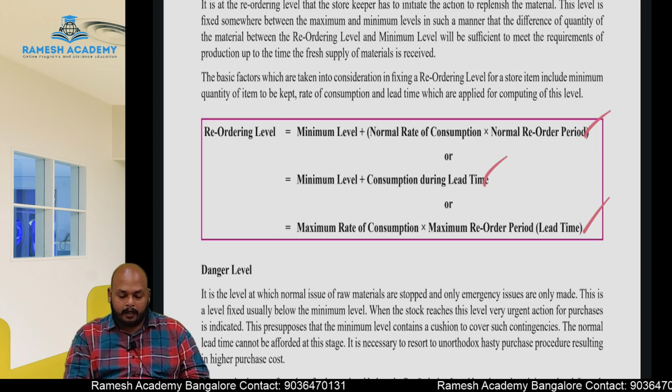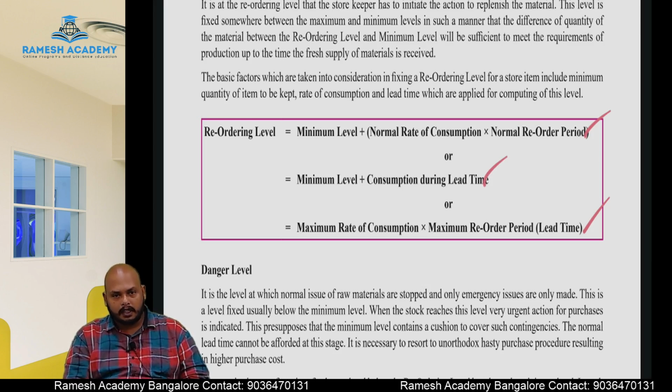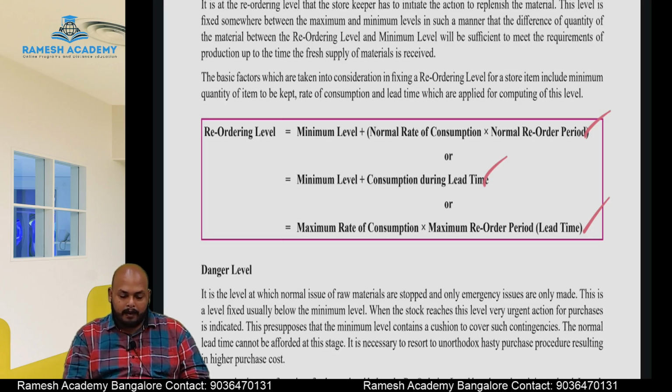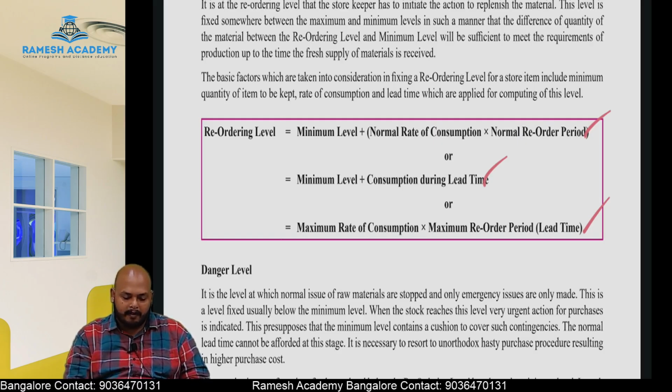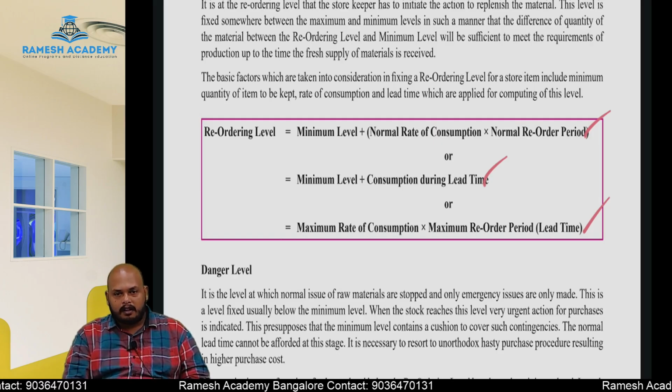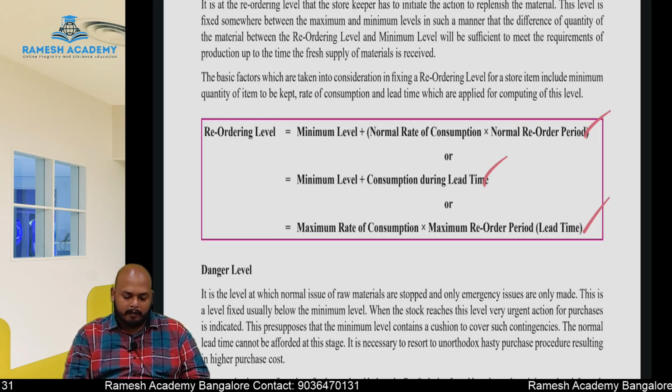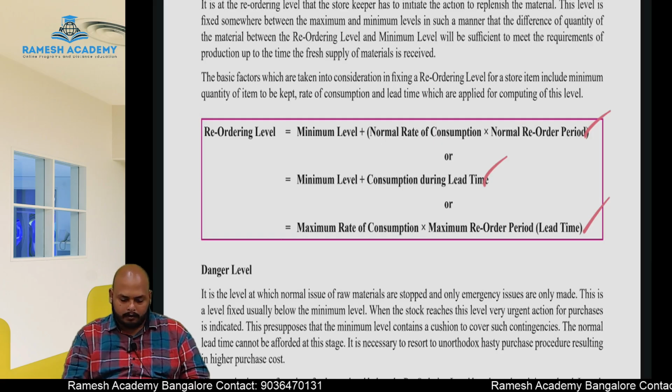What is the other formula? Minimum level plus consumption during the lead time, or minimum level plus normal rate of consumption into normal reorder period. That is nothing but from minimum level we derived this formula. Minimum level is equal to reorder level minus normal rate of consumption into normal reorder period. From that formula they derived this formula.